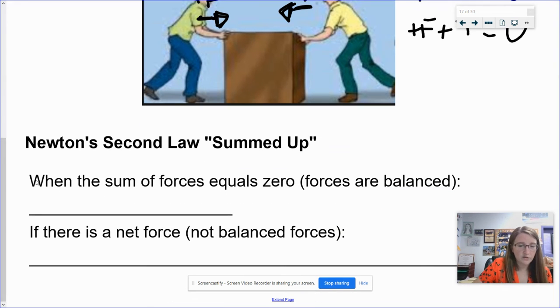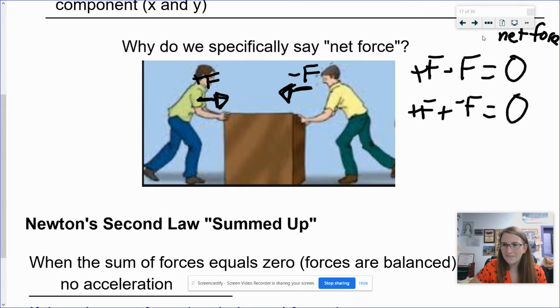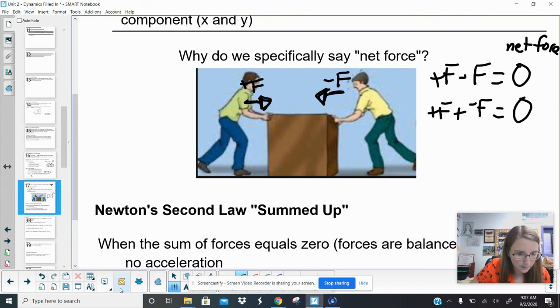So let's go ahead and write this first part down, and then we'll talk about the second part. When the sum of forces equals 0, again, these two idiots pushing up against the box, we don't have any acceleration. The box isn't going to move. Let's talk about the second part. What happens if there is a net force? Not balanced. Again, same but opposite means balanced, right?